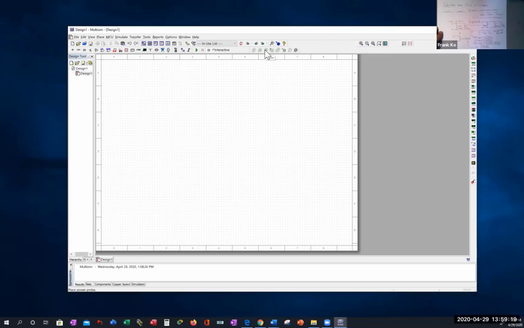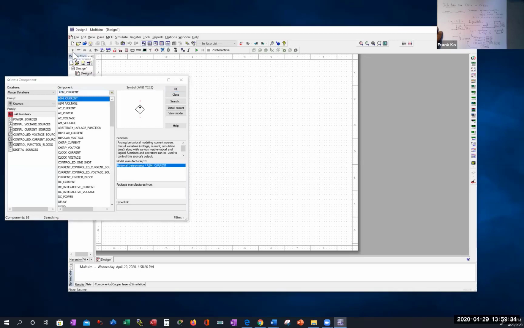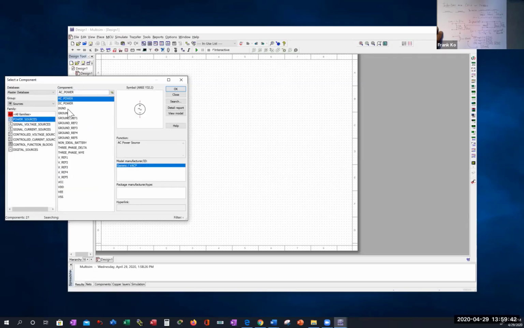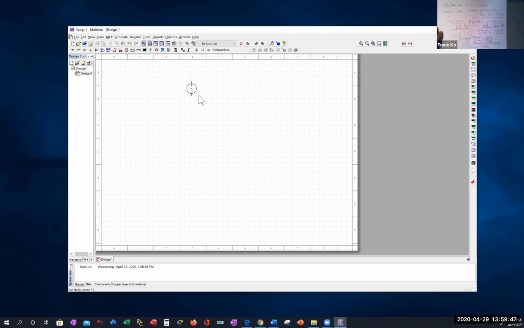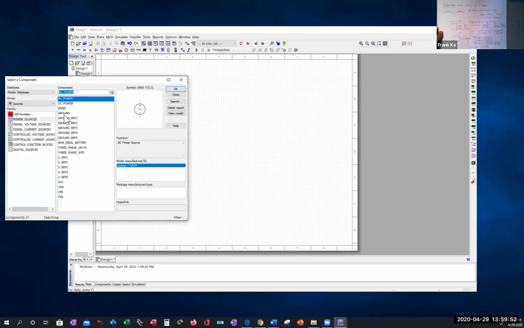Let's go ahead and bring in some sources. When I click on this tool here, I end up with this dialog box. In this dialog box, I'm going to go to power sources, and on power sources I want an AC power source. So I click OK, and I will place an AC power source, let's say there. And then I can close this.